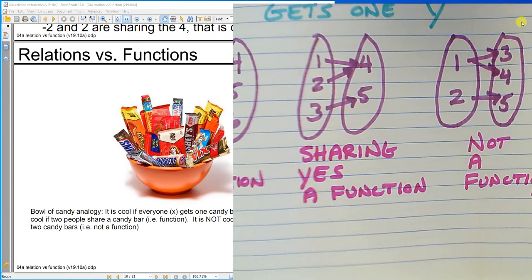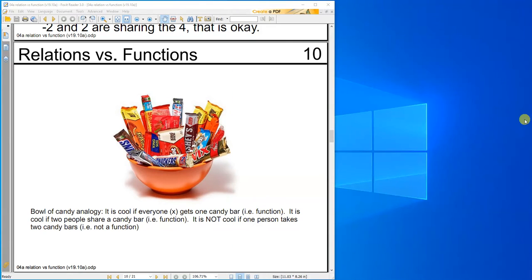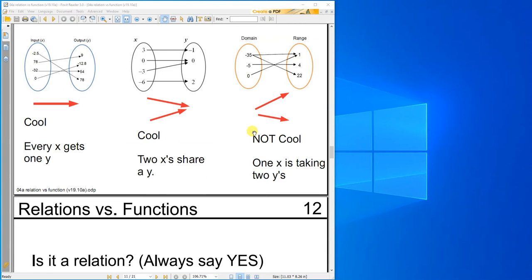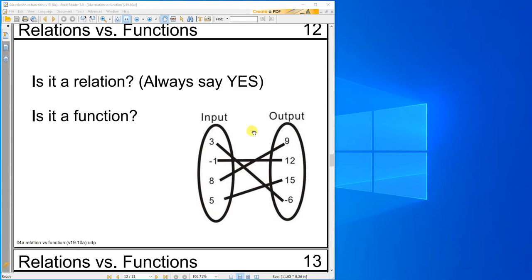The thing is, it's not always going to be given to us like that. So here it is in a mapping diagram. But remember, these are just points. And points can be given to us in a table. Points can be given to us in a list. Points can be given to us in a graph. So let's look at this. Is this a function? Yes, it is. 3 is taking 6. Everybody's just taking 1. This is a function.